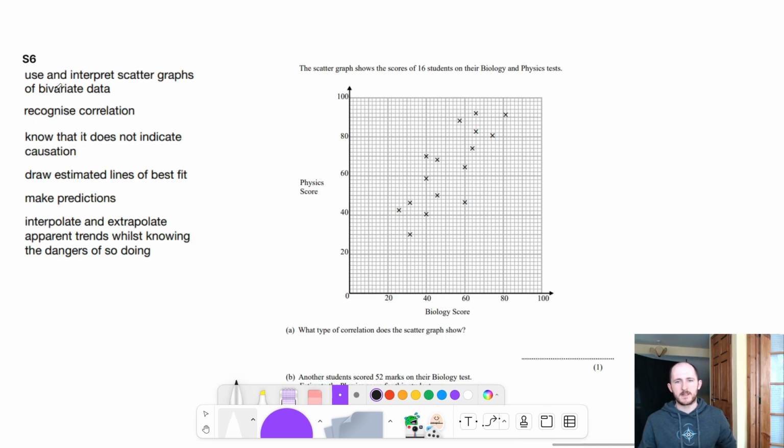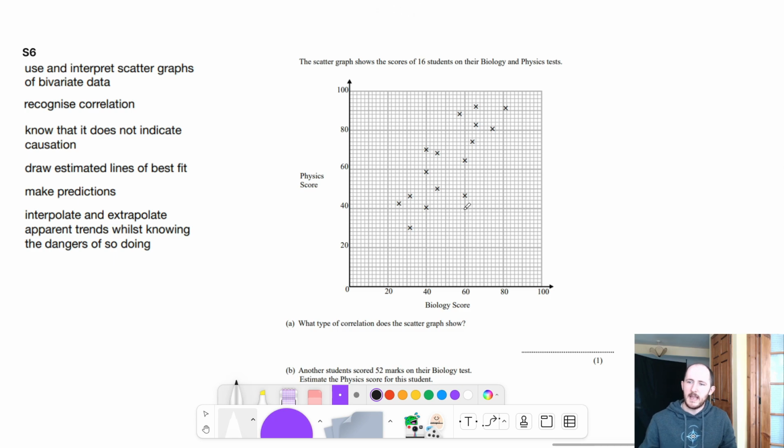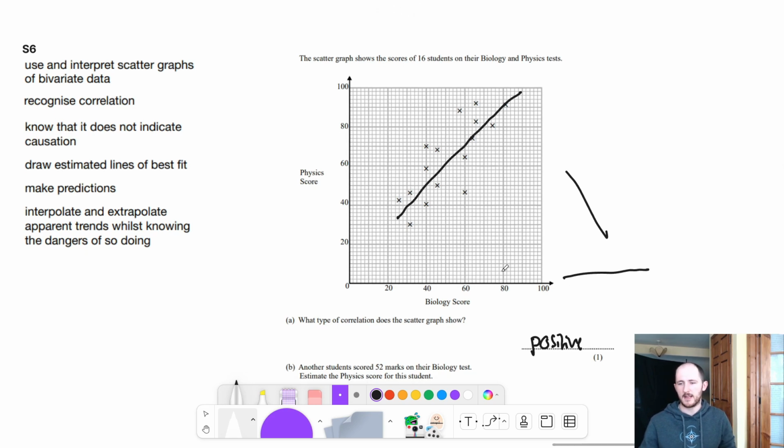Lastly, use and interpret scatter graphs of bivariate data. Bivariate means that you have 2 variables, so biology and physics in this case. And recognize the correlation, and no, it does not imply causation. Draw estimated lines of best fit, make predictions. Okay, cool. So what type of correlation? Well, if when you draw a line of best fit, right, it's not bad. If the line goes up, it is positive. In this case, it goes up. If the line goes down, it's negative. And if the line is basically horizontal, there's no correlation.